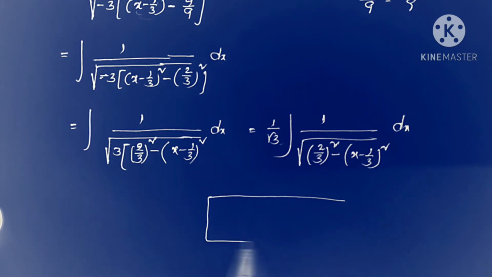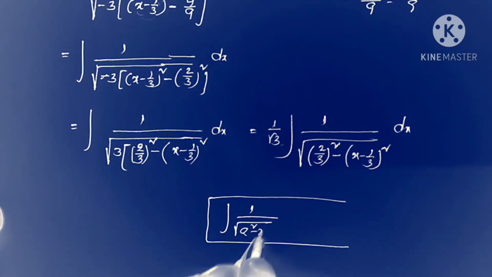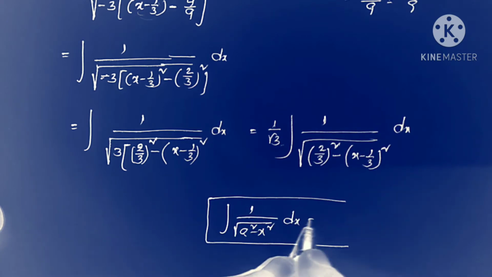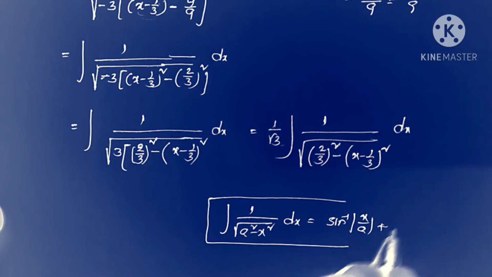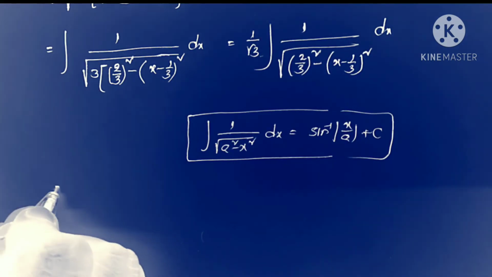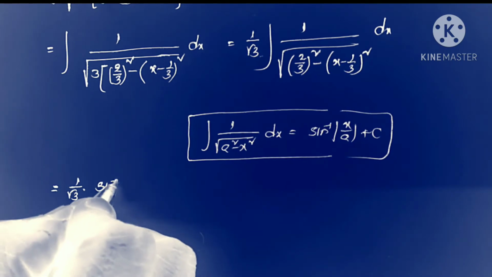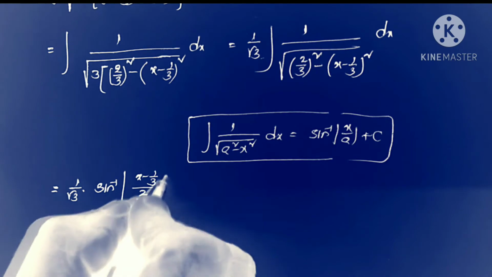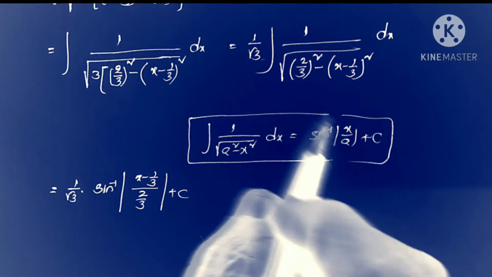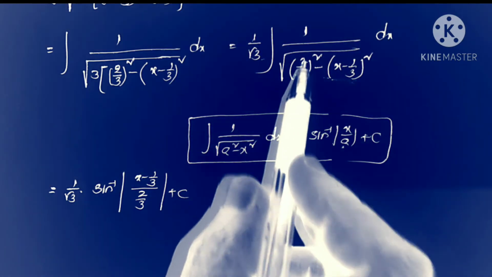And what is the formula for that? Integral 1 by square root of a square minus x square into dx is equal to sine inverse x by a plus c. So this is the formula. Now applying that formula here, equals 1 by root 3 into sine inverse of x by a, that is x minus 1 by 3 by 2 by 3, plus c, where x is equal to this value, x minus 1 by 3, and a is the constant, that is 2 by 3.